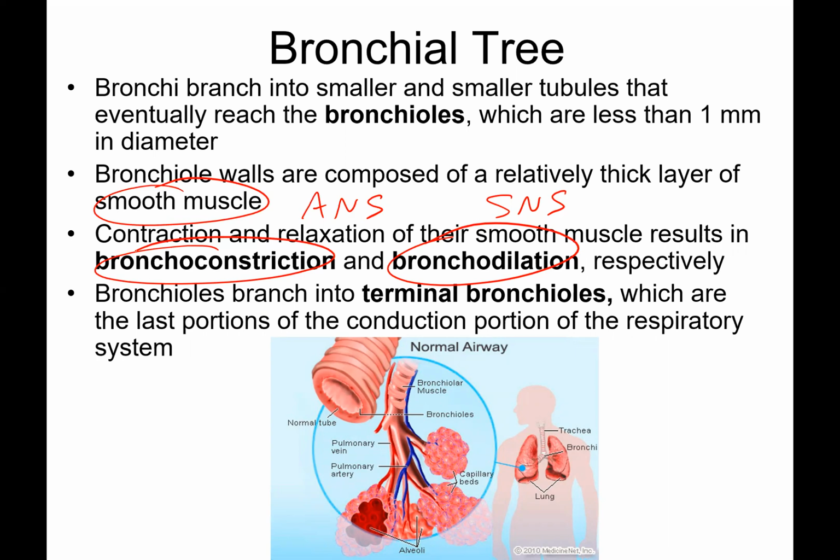So what'll happen is you'll take something like albuterol or any kind of what's called a sympathomimetic drug. Think about that word, sympathomimetic. It mimics the sympathetic nervous system, and the job of the sympathetics is to bronchodilate. So the presence of that medication will open up the airway.